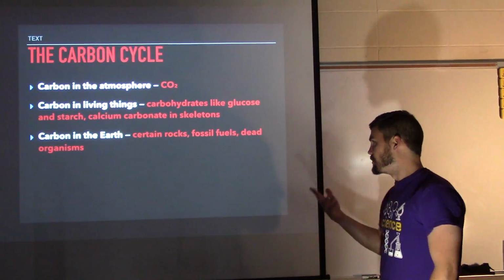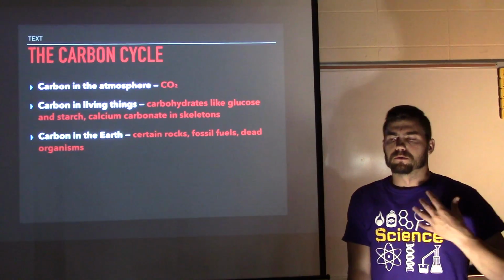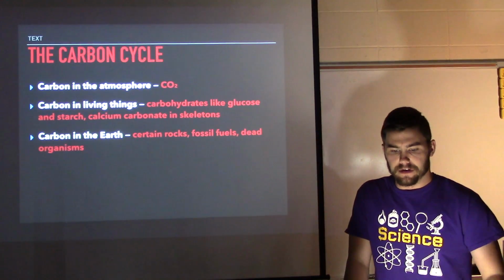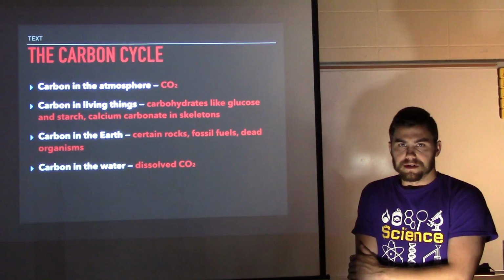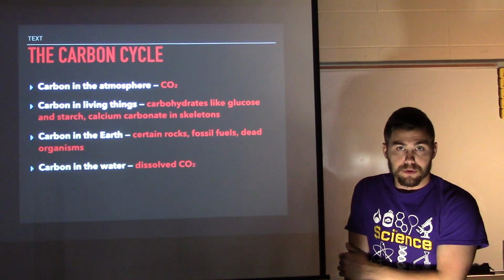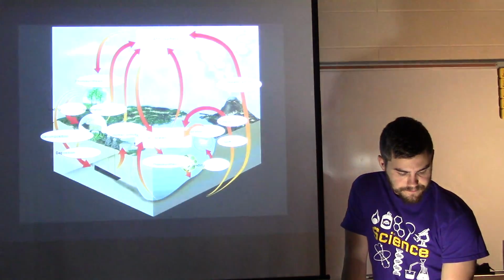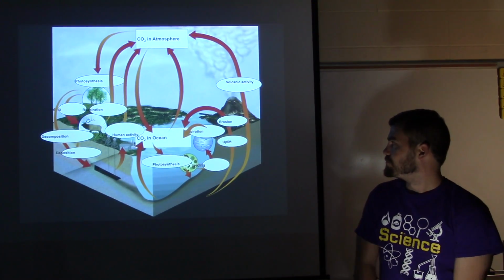Certain rocks have carbon, but mostly it's fossil fuels, and then dead organisms as well. They release carbon into the soil that bacteria and plants can use. And then simply dissolved carbon dioxide is what's in the water. Plants that grow in the water like kelp use that carbon dioxide. So here are kind of all of those things.